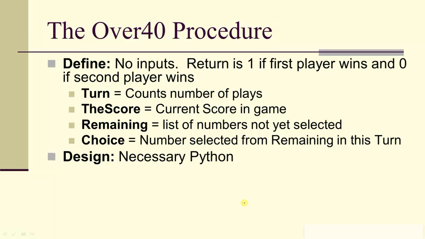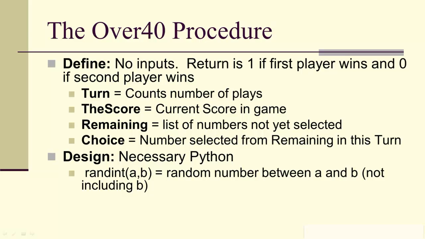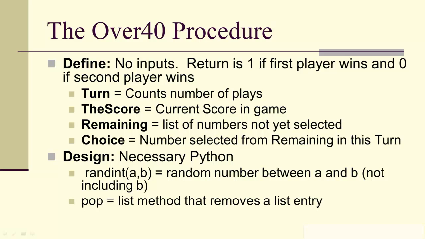Now, what Python are we going to have to use that we may not have already seen? Well, we've already seen the randint, but it's worth repeating that we'll be using randint to choose a random number between A and B. And pop. Pop is a method that removes an entry from a list.